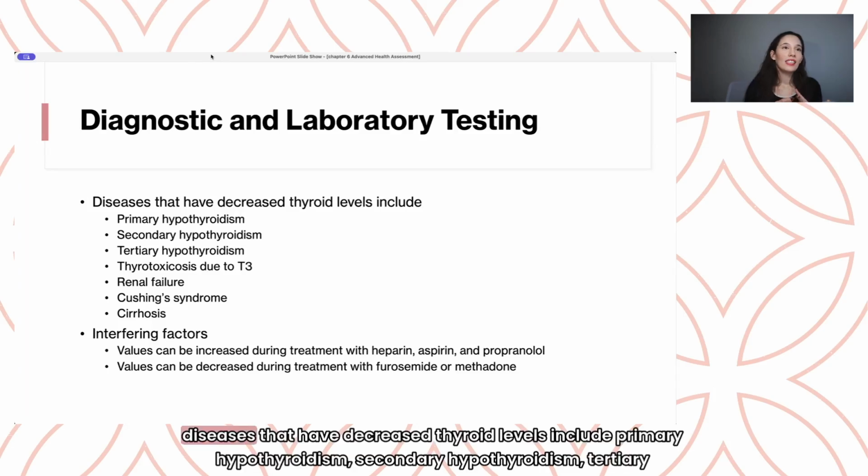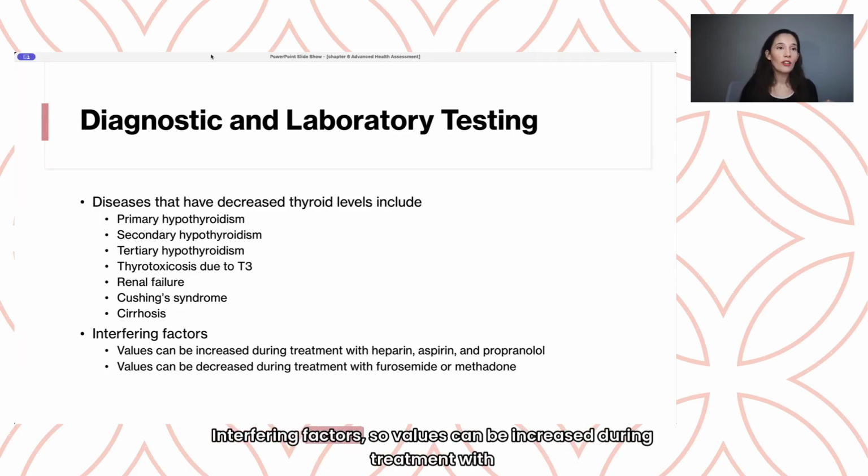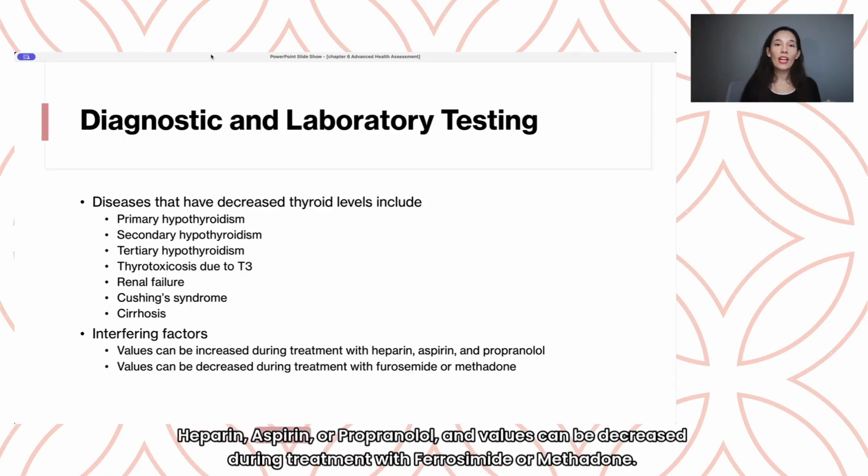So diseases that have decreased thyroid levels include primary hypothyroidism, secondary hypothyroidism, tertiary hyperthyroidism, thyrotoxicosis due to T3, renal failure, Cushing syndrome, and cirrhosis. Interfering factors: values can be increased during treatment with heparin, aspirin, or propranolol, and values can be decreased during treatment with furosemide or methadone.